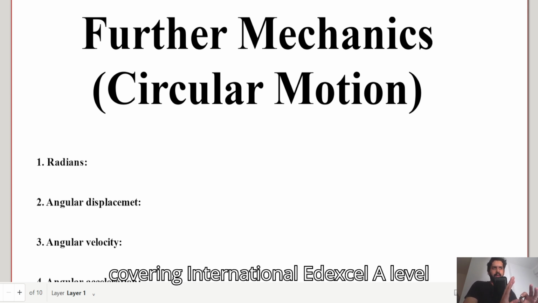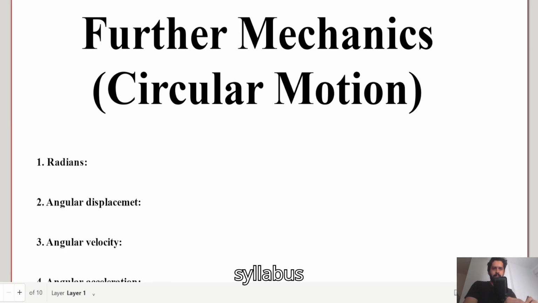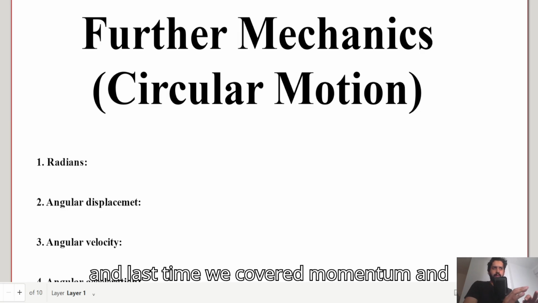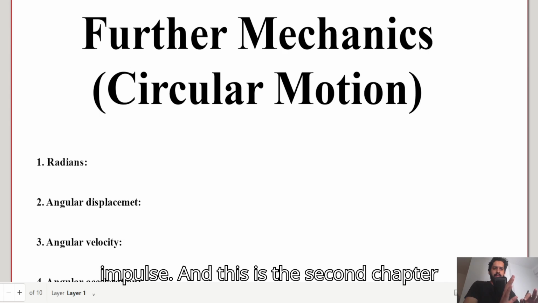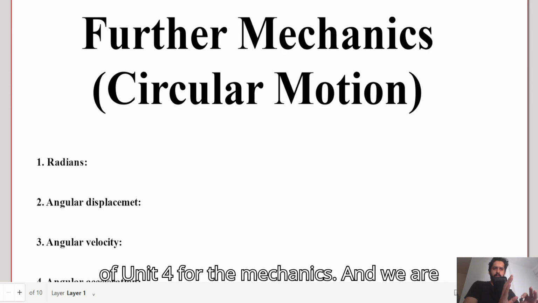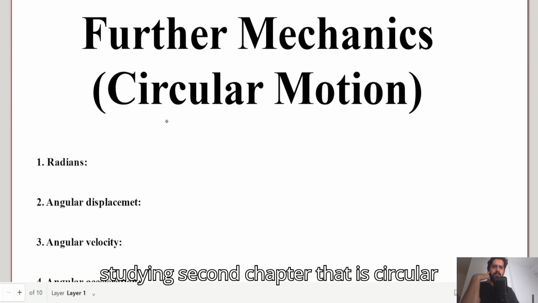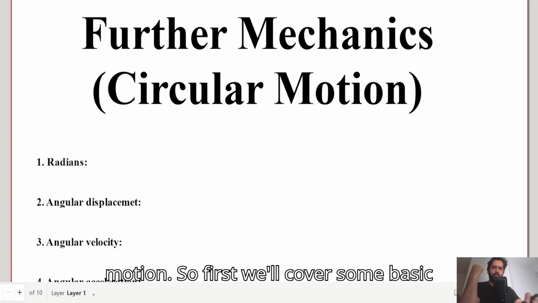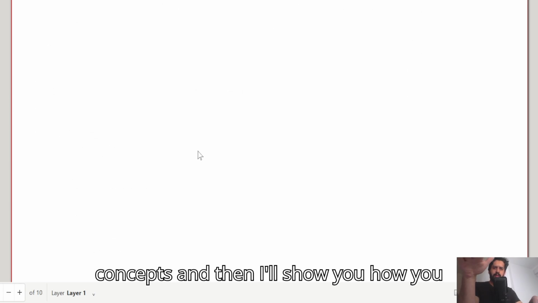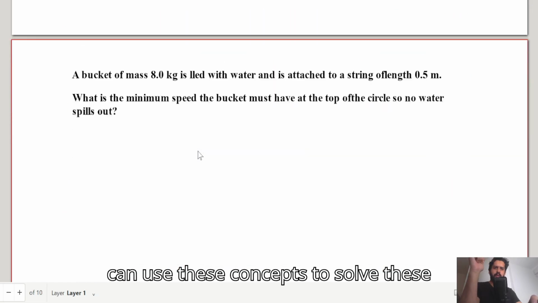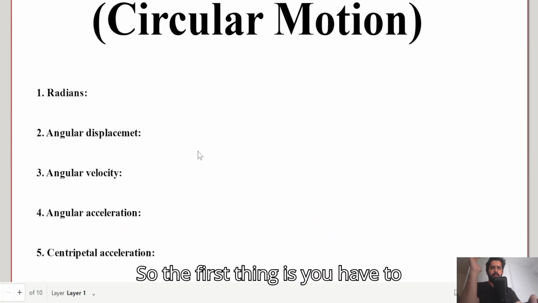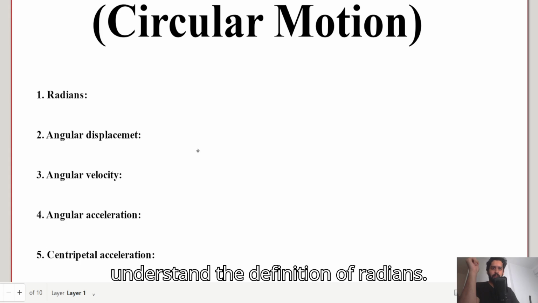We are covering the International Edexcel A-level syllabus. And last time we covered momentum and impulse. This is the second chapter of Unit 4 for the mechanics, and we are starting the second chapter, that is circular motion. So first we'll cover some basic concepts, and then I'll show you how you can use these concepts to solve these problems. So the first thing is you have to understand the definition of radians.